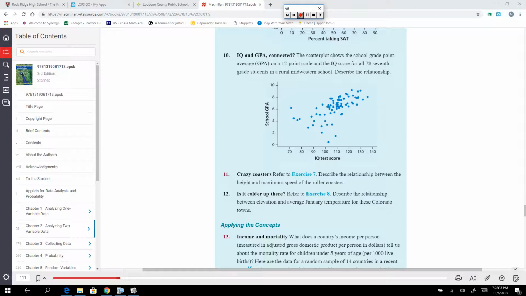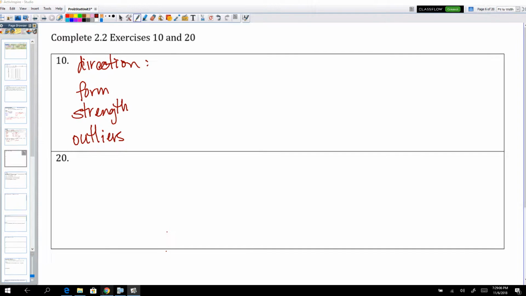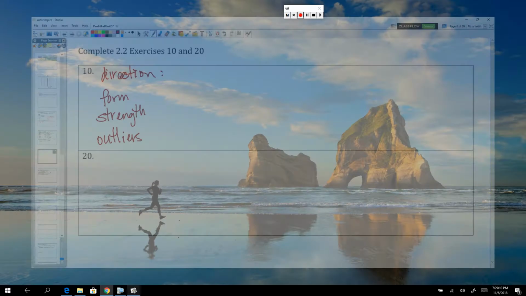Alright, hopefully you paused the video and read through the question and immediately thought to yourself, wait a second, they asked me to describe the relationship of this data of IQ score and GPA. They must want me to address those 4 different things: direction, form, strength, and outliers. So hopefully with direction you saw that it was a positive relationship. We can see it moving up and to the right, so it's a positive direction.